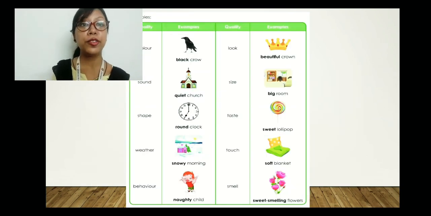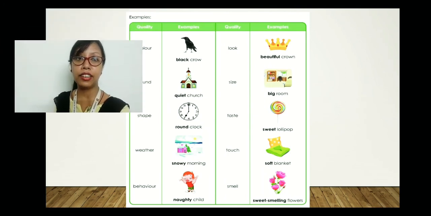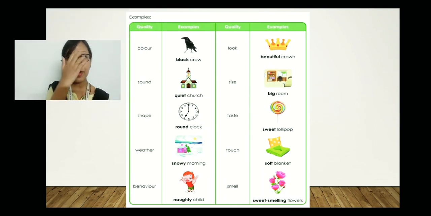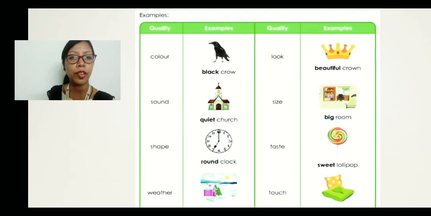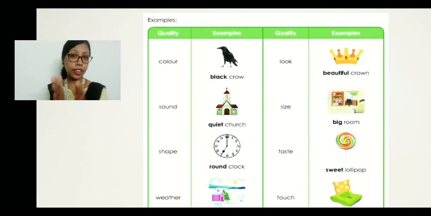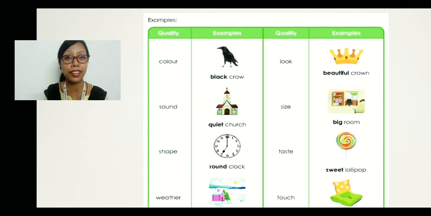So let's move towards these examples that are in your book and try to find it out. Okay, these are the examples here given. Now the quality is given on one side and the examples are given. Okay, black crow. So what kind of crow is it? It is a black crow. So what is the quality here? The color. With the color we are describing the crow. Adjective of quality is what? Color. So black is the color with which we are describing the crow.